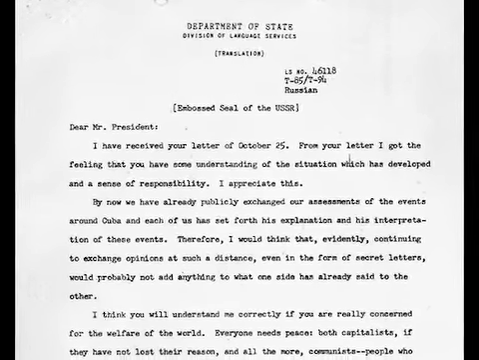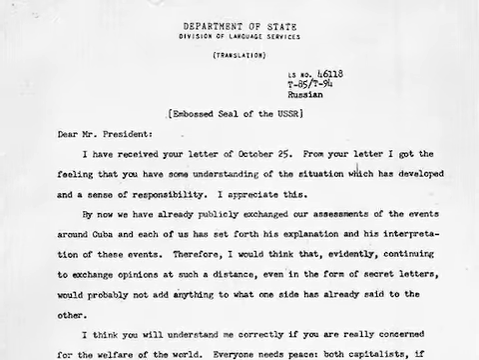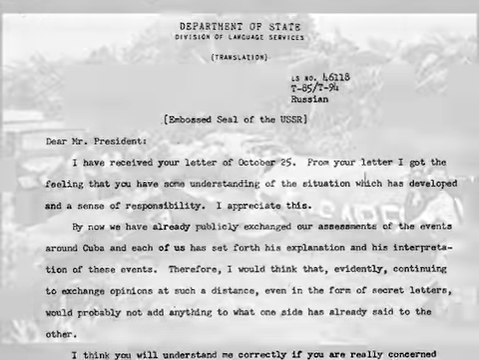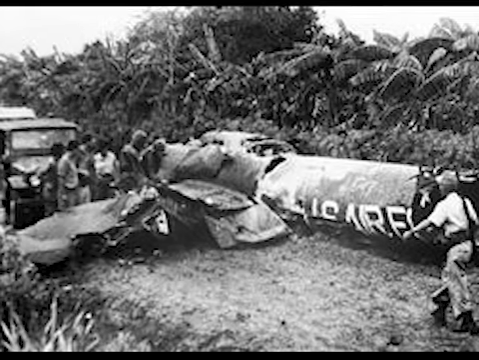The next day, Moscow sends a letter with tougher terms. They also wanted the US to remove the obsolete Jupiter missiles from Turkey. On that same day in Cuba, a U-2 plane is shot down by a Soviet-supplied surface-to-air missile. Kennedy chooses not to escalate the situation further.